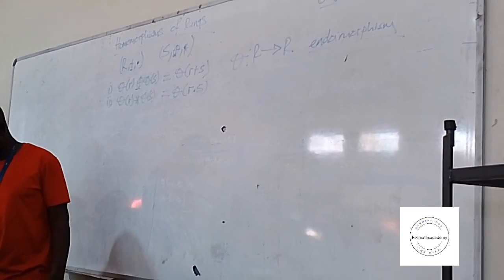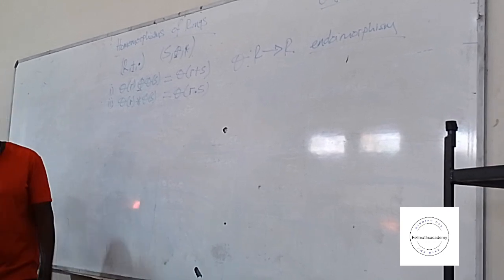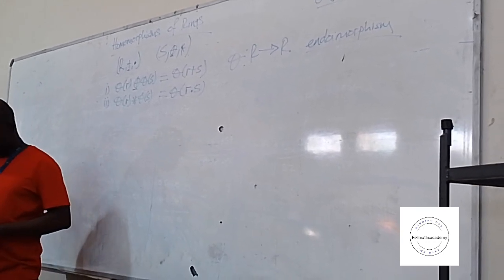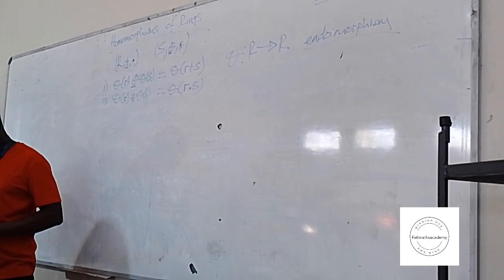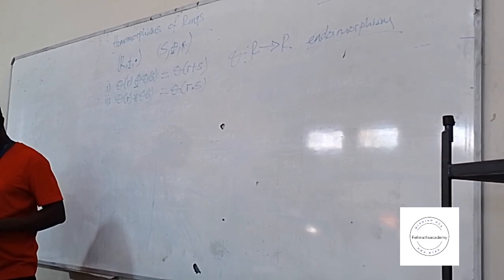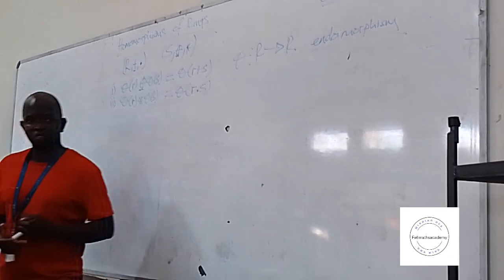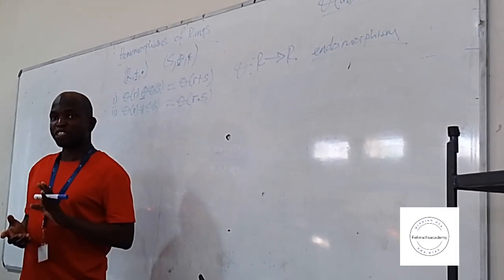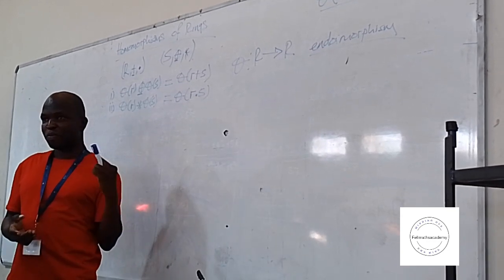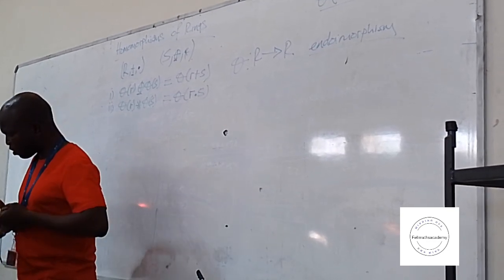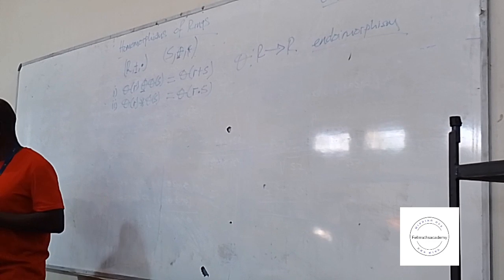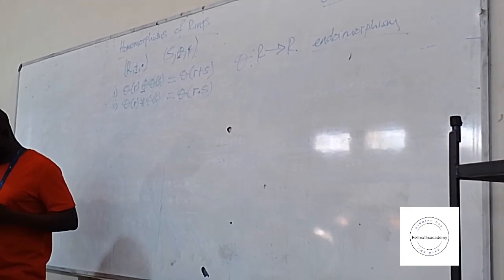Then lastly, the fourth one, we have isomorphism. Bijective. Isomorphism comes from the group homomorphisms, and isomorphism means bijective.